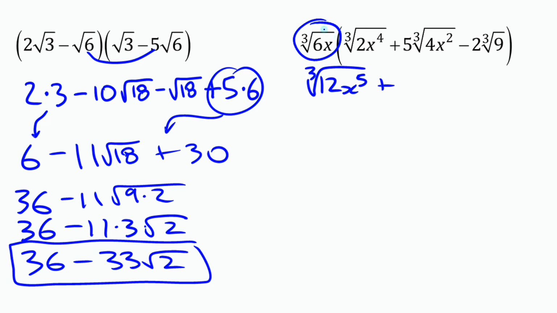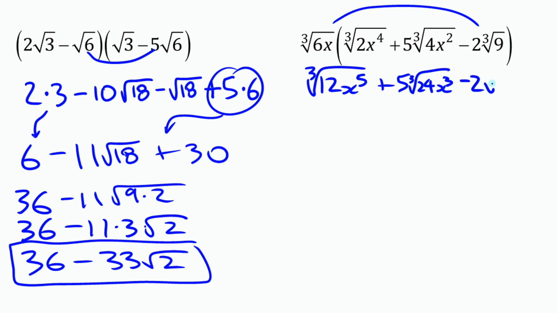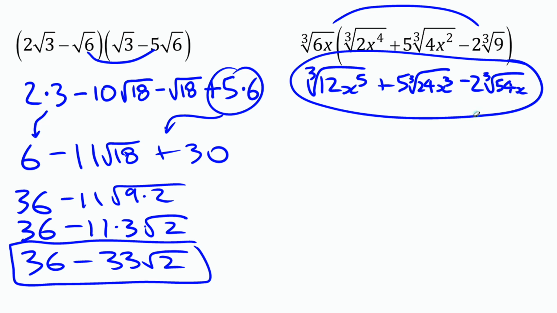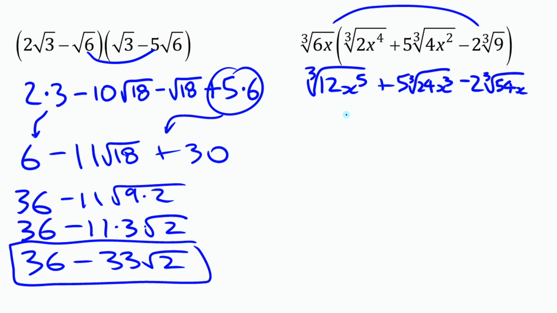Second thing here, we have cube root of 6x times 5 cube root 4x squared. So we're going to have 5 outside. Cube root of 24x to the 3rd. And then the last one there is going to give us 2 cube root 9 times 6 is 54, and we have an x. Now, that's equivalent where it's multiplied out, but again, as always, we're going to look to see if we can simplify anything.